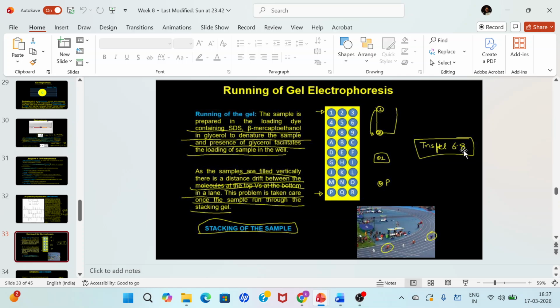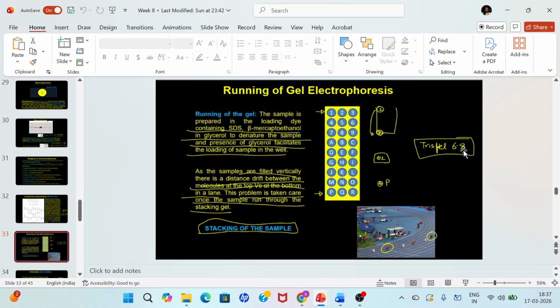So for the running of the gel, the sample is prepared in the loading dye containing SDS, beta mercaptoethanol and glycerol to denature the sample, and the presence of glycerol facilitates the loading of the sample in the well. Basically, when you are loading the sample in the well, it must settle down in the well so that it won't spill off. So in that case, glycerol is very important and helpful.